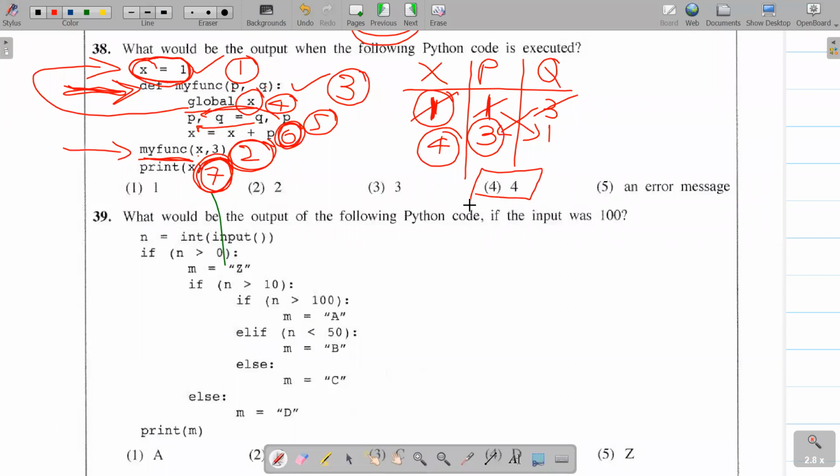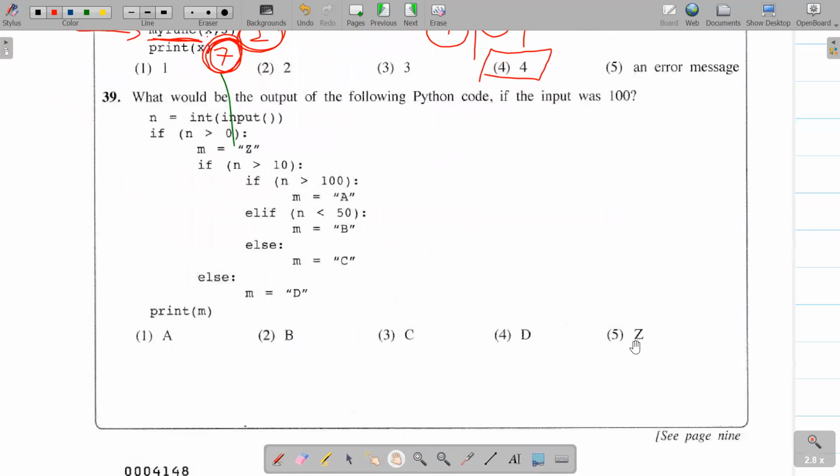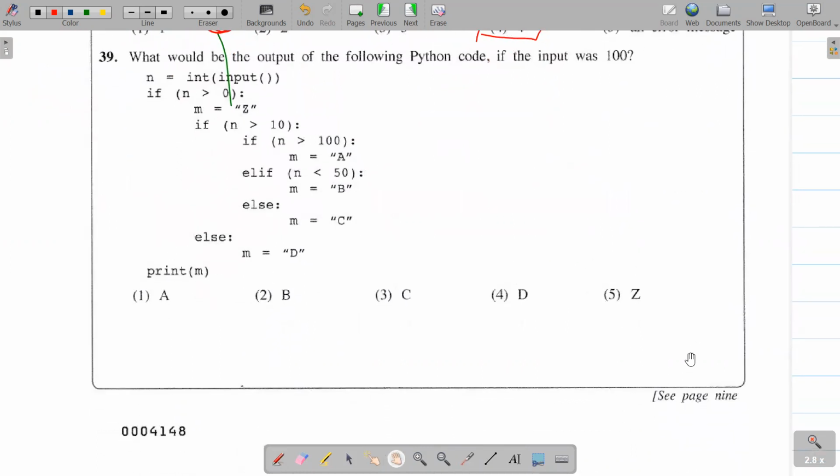Right? So the answer is going to be 4. Okay. 39th. What would be the output of the following Python code if the input was 100?